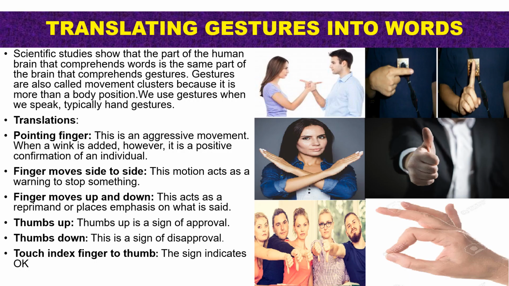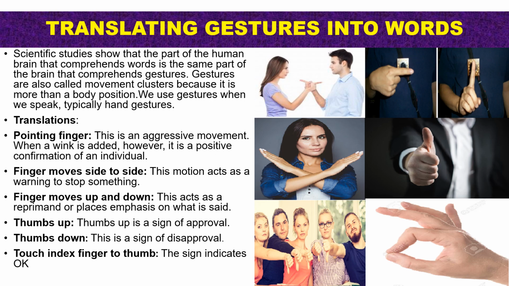Translating gesture into words. Scientific studies show that the part of the human brain that comprehends words is the same part of the brain that comprehends gestures. Gestures are also called movement clusters because it's more than a body position. We use gestures when we speak, typically hand gestures. Translations. Pointing finger. This is an aggressive movement, but when a wink is added, it is a positive confirmation of an individual. Just pointing at someone aggressively is aggressive behavior or movement.